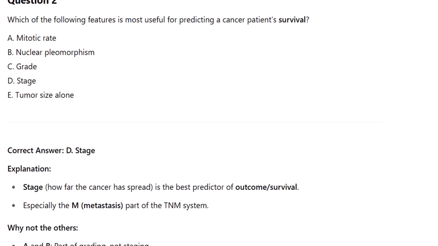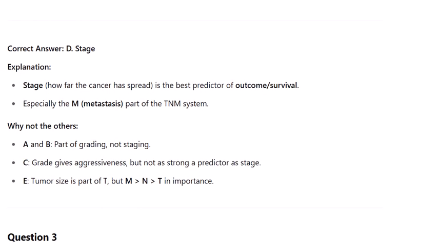Stage, how far the cancer has spread, is the best predictor of survival outcome, especially the M, metastasis, part of the TNM system. Why not the others? A and B are part of grading, not staging. C. Grade gives aggressiveness, but is not as strong a predictor as stage. E. Tumor size is part of T, but M and N are higher in importance.